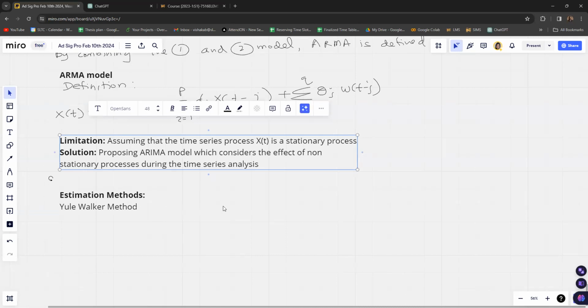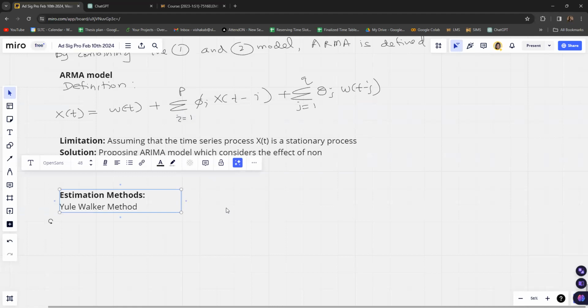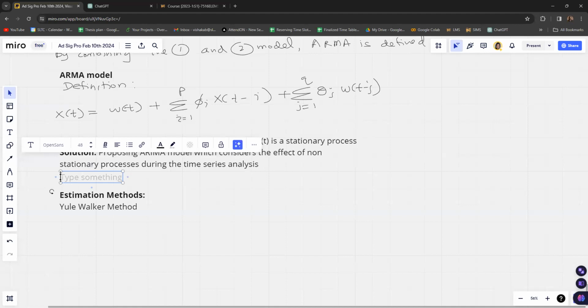However, if we want to use it for non-stationary xt processes, then we have to consider using the ARIMA model, which is known as the autoregressive integrated moving average model. The ARIMA model is an improved version of the ARMA model, and that model is able to predict and model signals which are non-stationary processes. So the ARIMA model means autoregressive integrated moving average model.